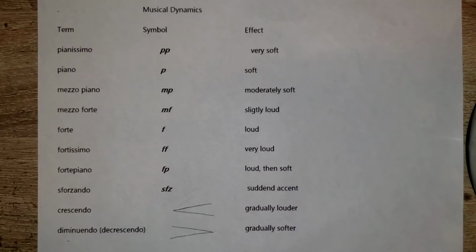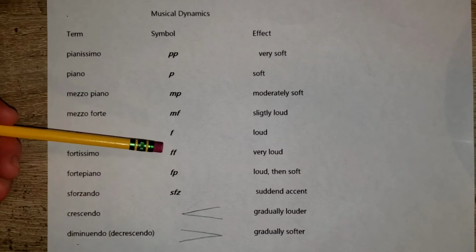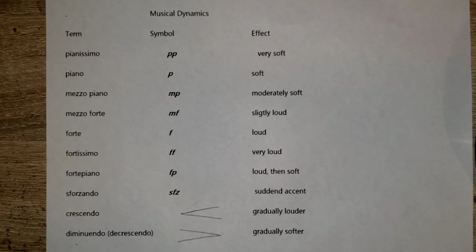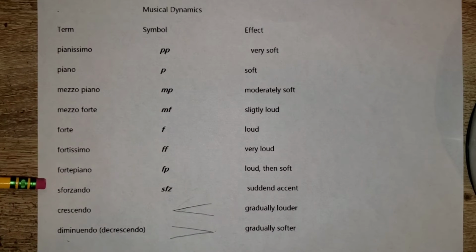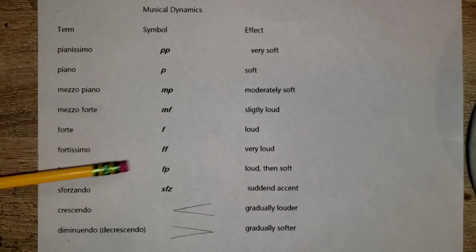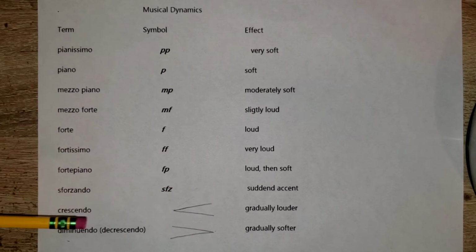Now we want to make it loud, we do the forte. We want to do it very, very loud, we do a fortissimo. You see, so it's just ways of adding some more expression to the song. I want to go over the difference between forte piano and sforzando. Because forte piano means loud and soft. And sforzando means a sudden accent.